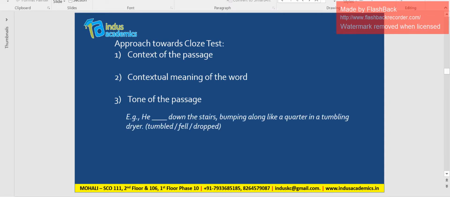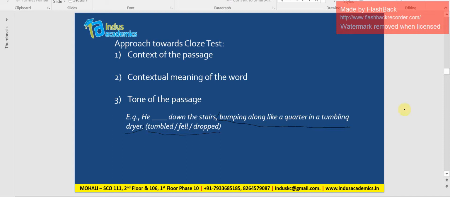He, blank space, down the stairs, bumping along like a quarter in a tumbling drag. And the three options that are given are tumbled, fell, and dropped. Now, as you can see that all the three options have similar meanings. But as we can determine from the second part of this sentence, bumping along like a quarter in a tumbling drag, we can see that this is written in a humorous vein.